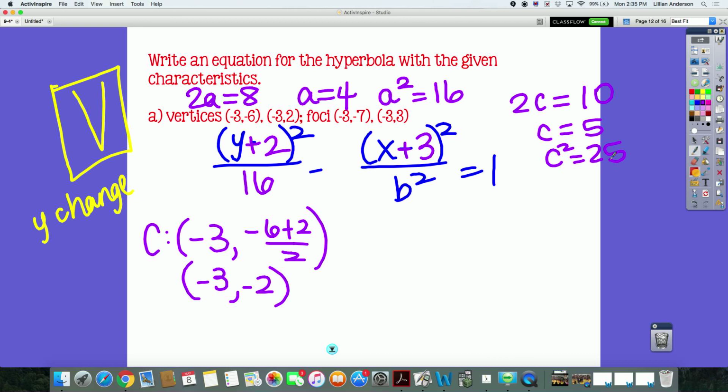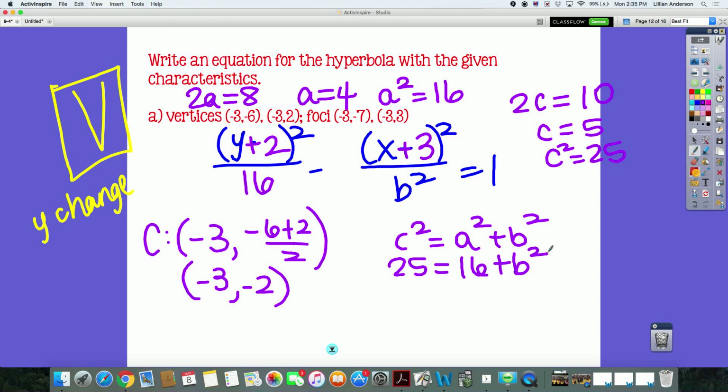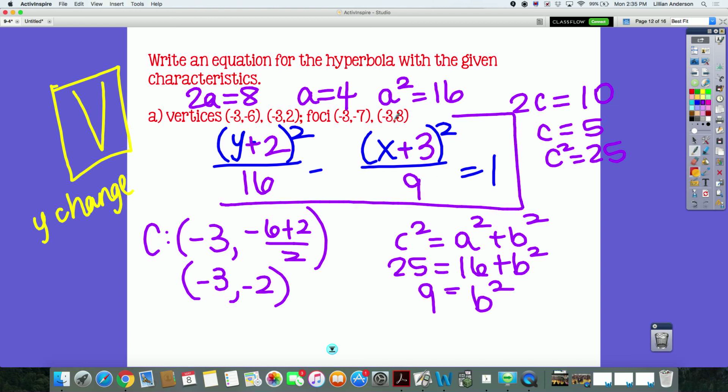Now we do need to figure out c in order to figure out b. We're going to use that relationship of c squared equals a squared plus b squared. C squared is 25. A squared is 16. So when we subtract, we see that b squared is going to be equal to 9. And once we figure that out, we will have our equation for our hyperbola.